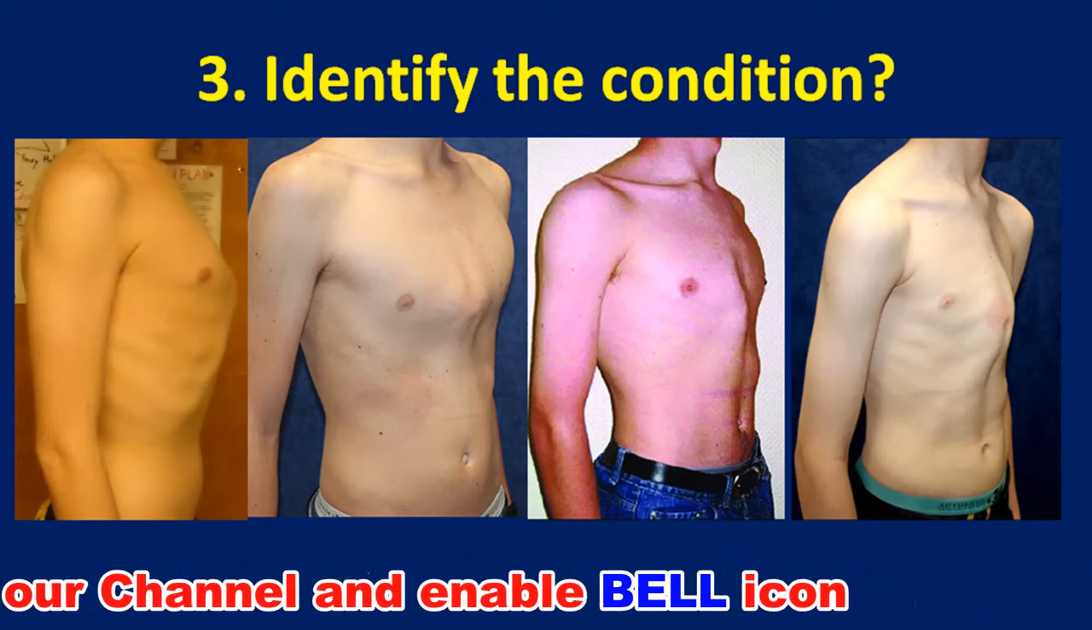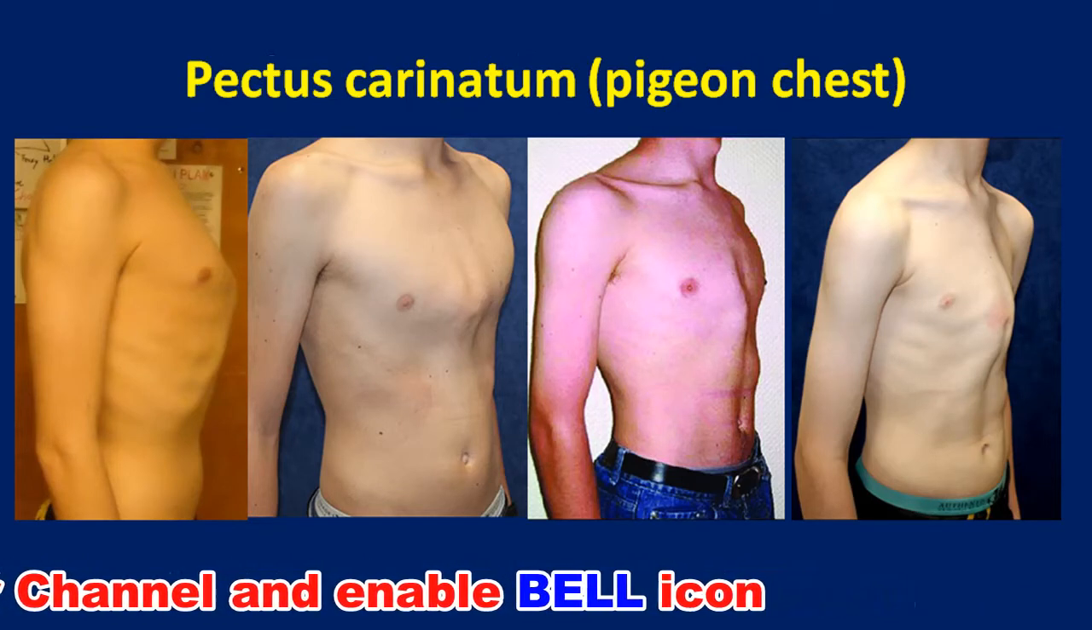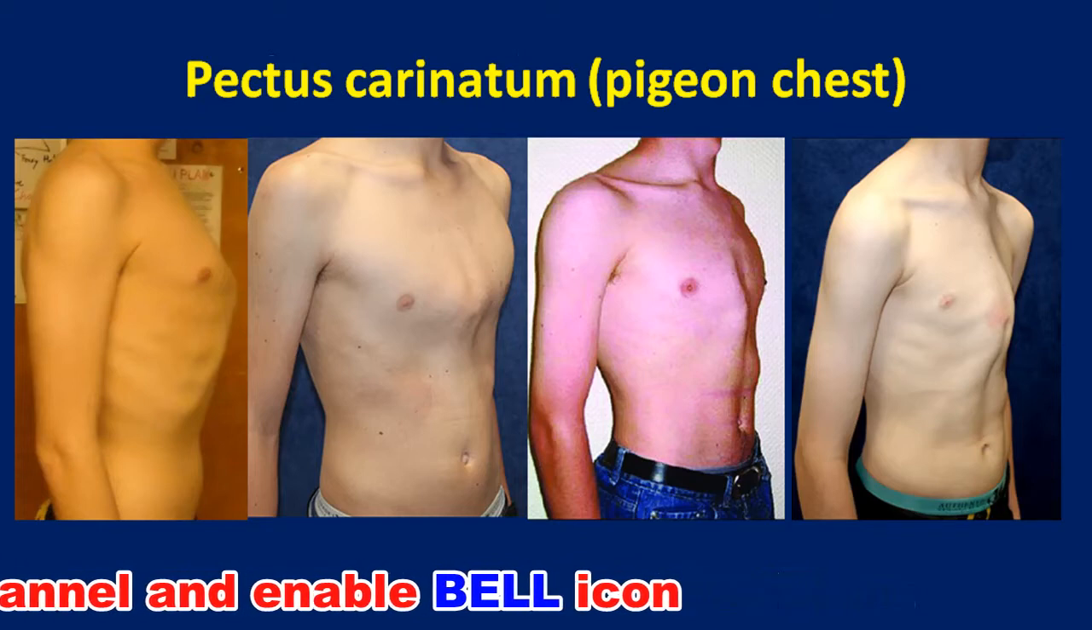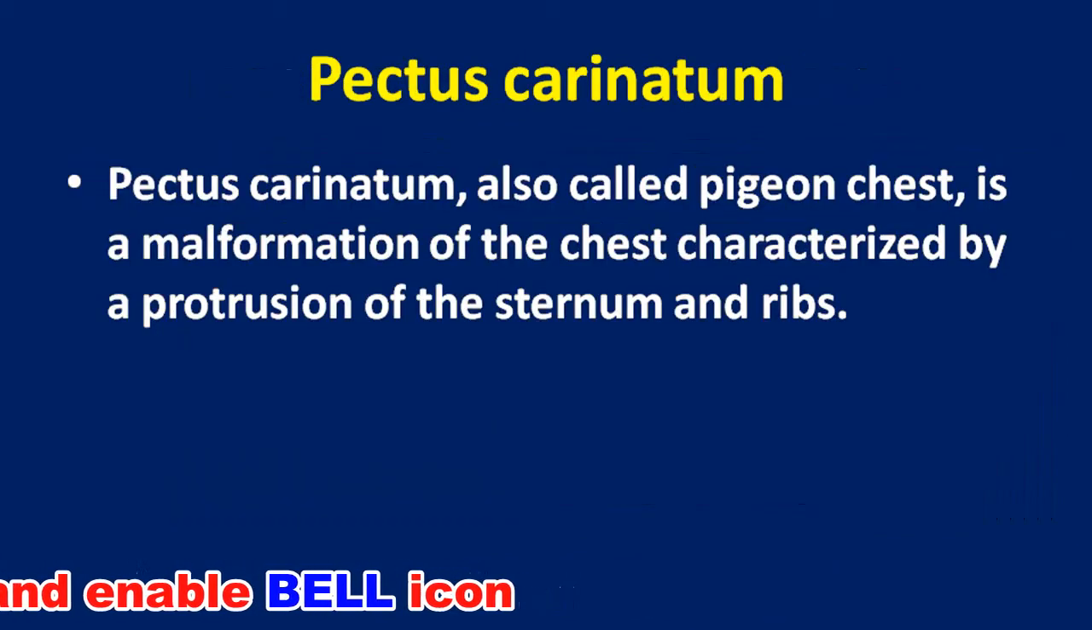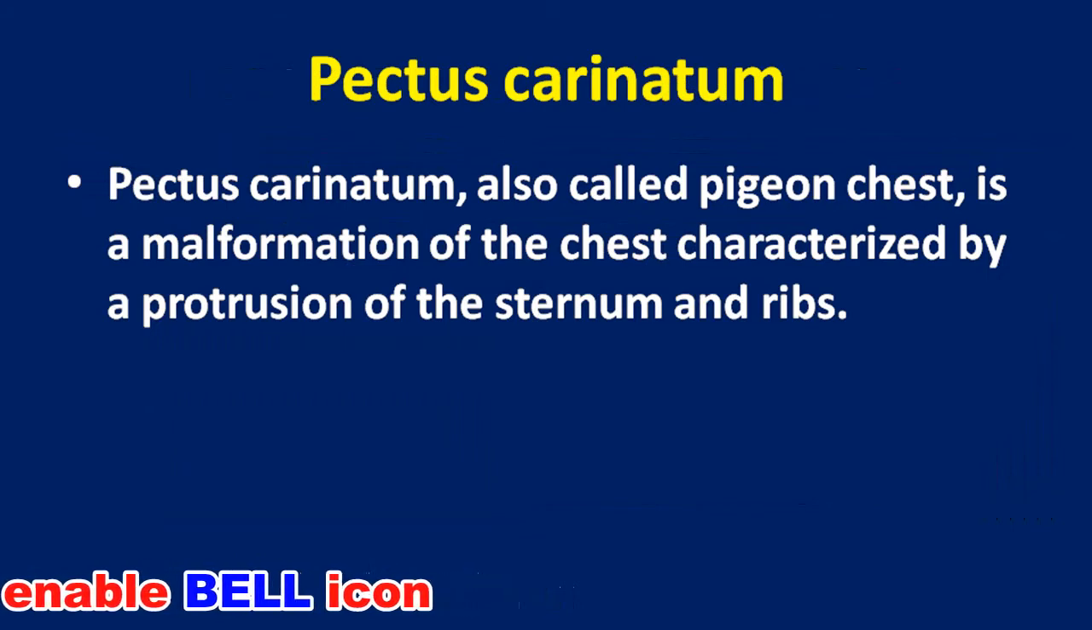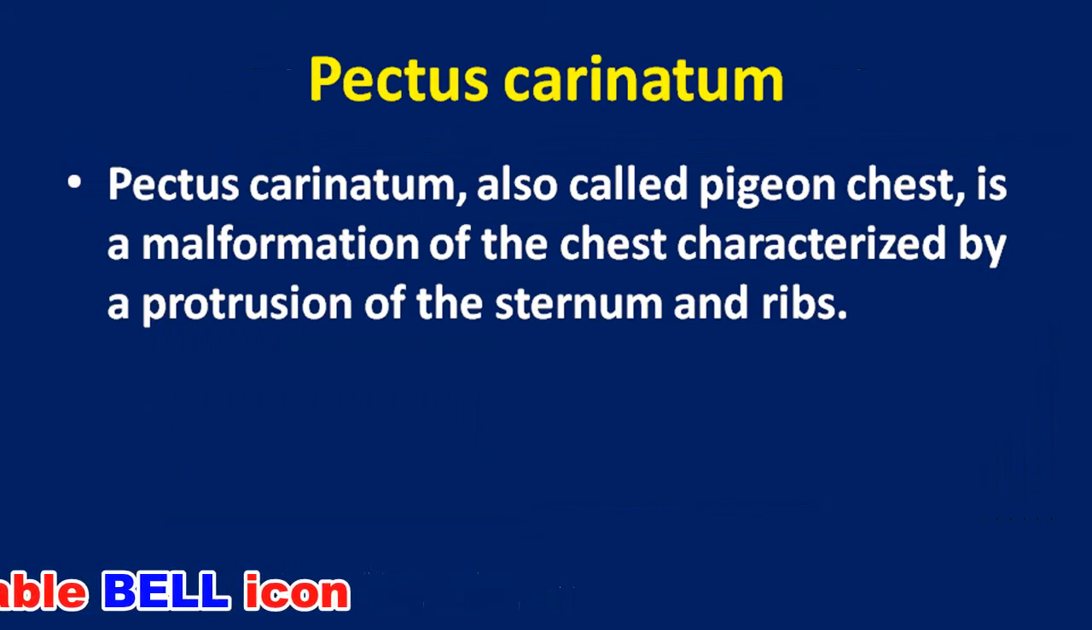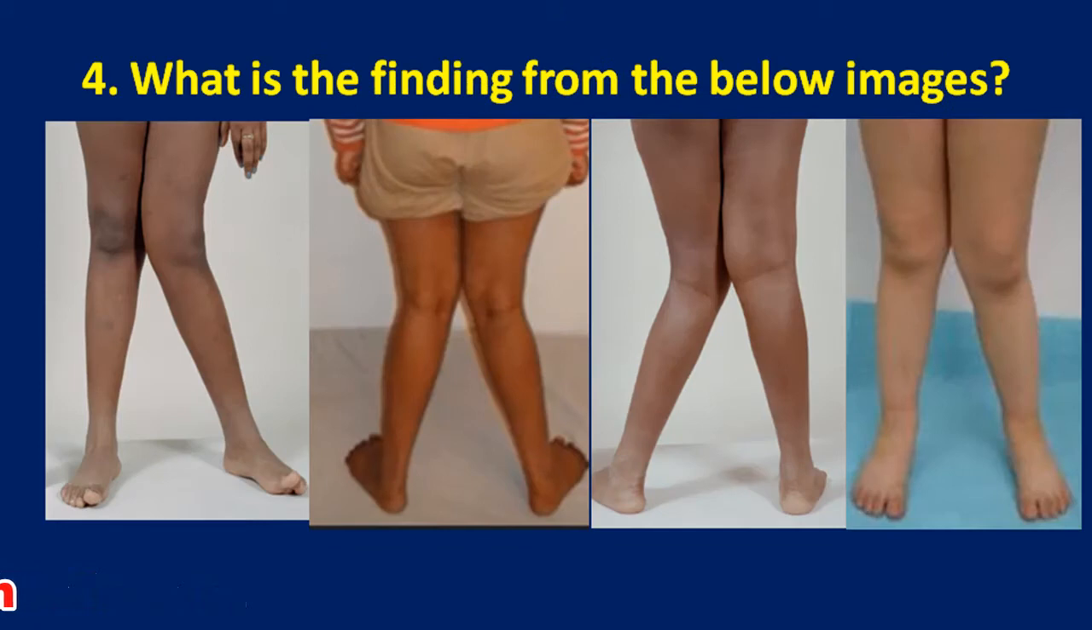This condition is called Pectus carinatum, otherwise called pigeon chest. Pectus carinatum, also called pigeon chest, is a malformation of the chest characterized by a protrusion of the sternum and the ribs. Fourth question, what is the finding from the below images? In the images you can see the lower limbs of children. So what is the abnormal finding seen in the image?